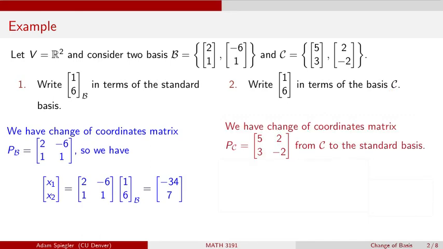So the first thing that we could do is set up a change of coordinates matrix that would go from C into the standard basis. And that would be a 2x2 matrix whose first column is (5, 3), which corresponds to the first basis vector in basis C. And the second column would be (2, -2), corresponding to the second basis element in our basis C. So this is a map from C to the standard basis, but we want to go from the standard basis into C coordinates. So we can invert this matrix.